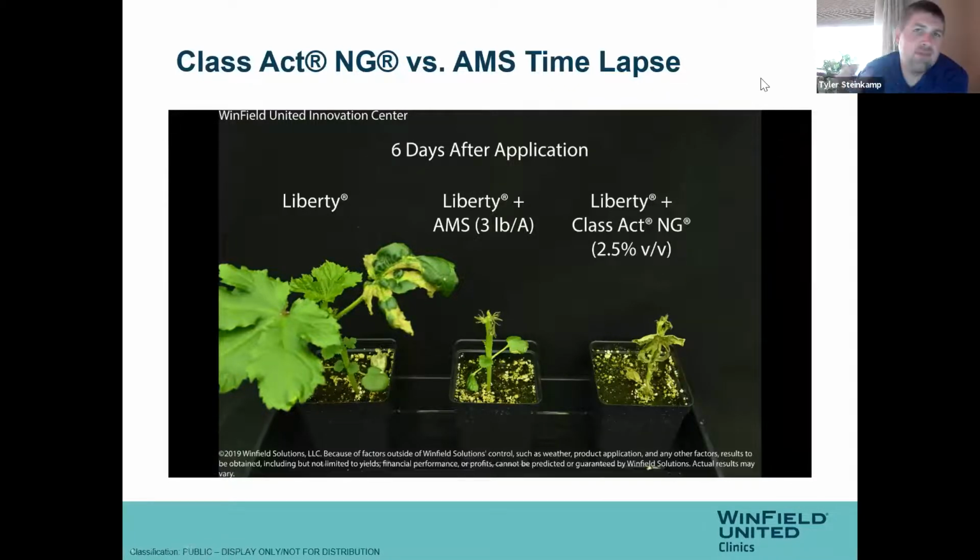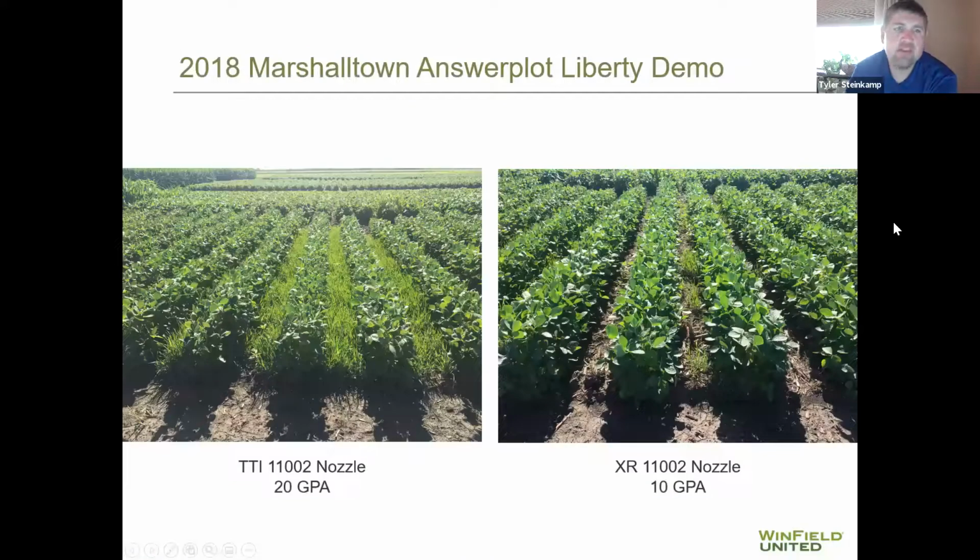Okay, you can use the 5-quart rate. The key is, though, you have to add in 1.25 pounds of AMS with that per 100 gallons to get enough AMS to count towards that load. Okay. Also, I can't stress enough, guys, having the right nozzle is absolutely critical. Okay, this is back from our answer plot, and I've used this photo many, many times. Here's a TTI nozzle at 110.02 with 20 gallons per acre versus an XR at 10 gallons per acre. Now, you might wonder, well, Tyler, you told us we need 20 gallons per acre, so why did you do it at 10 gallons per acre?